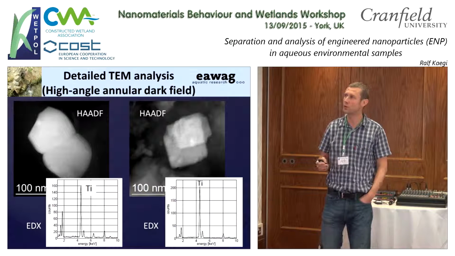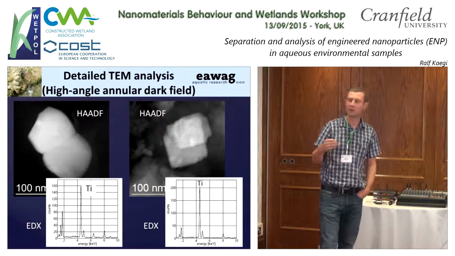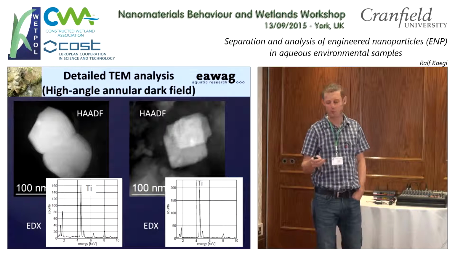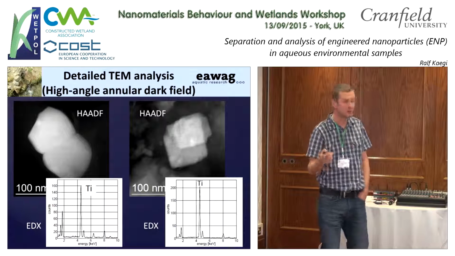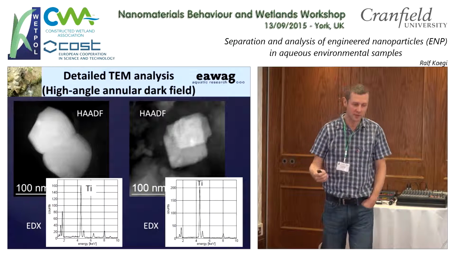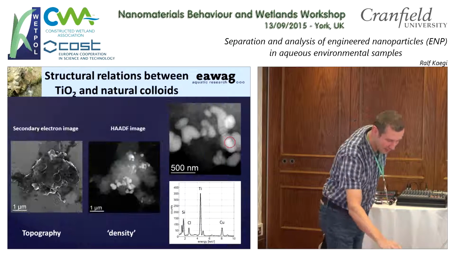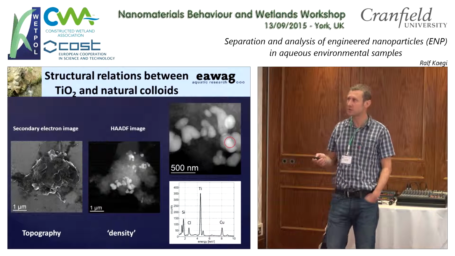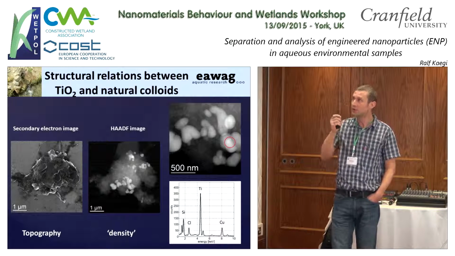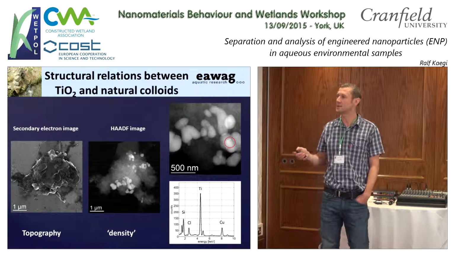And that shows us, well, it's probably not enough if we want to quantify engineered nanomaterials. We can't just use the size, because we also have natural particles in the same size range with the same chemistry, which probably is challenging to quantify. Just an example, how can we use the secondary electron image and the high angle image to get the structural relations between the titanium dioxide particles and the natural colloids.